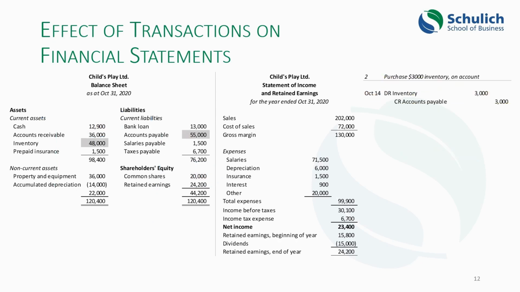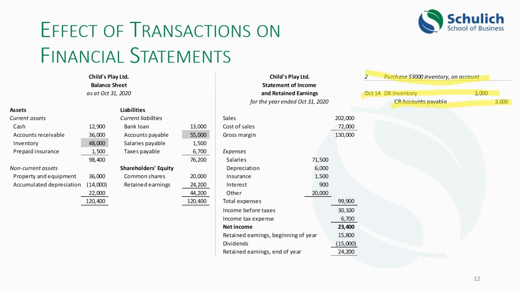A second transaction is a purchase of $3,000 of inventory. And what I've said here is a purchase of $3,000 of inventory on account. This means that we're going to receive the inventory, but we're not going to pay for it yet. We're going to owe that money to the vendor. So what have we got here? We have on October 14th a debit to inventory. Inventory is on the left-hand side of the balance sheet. We debit it to increase it. And we have a credit to accounts payable for the same amount, $3,000.